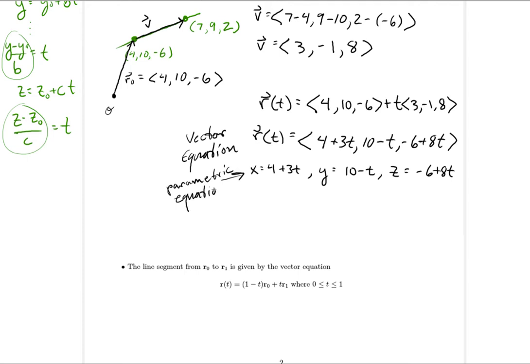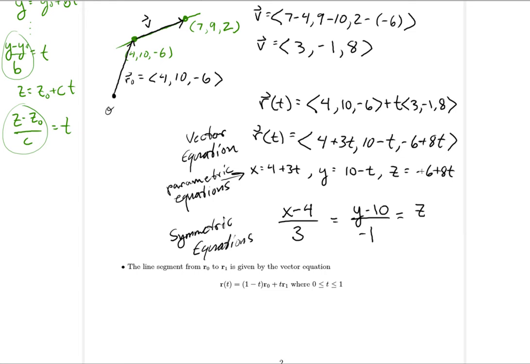And then our symmetric equations. So remember that is going to be just x minus your initial x value divided by the x component of the direction vector, is equal to y minus the initial y value divided by, in this case, negative 1, because that's the y component of the direction vector. And then z minus negative 6, I'll go ahead and put plus 6, divided by 8. So those are our symmetric equations that get across the same information.